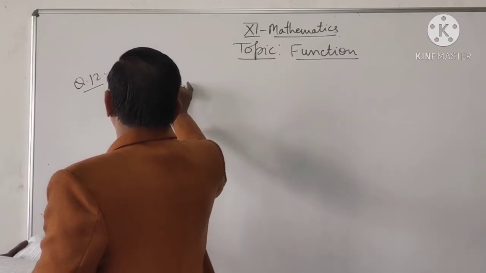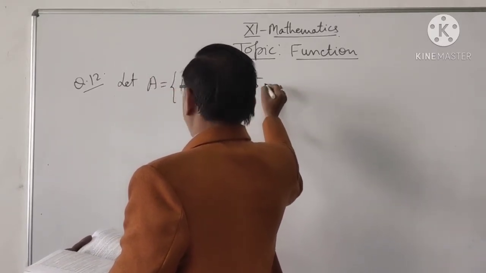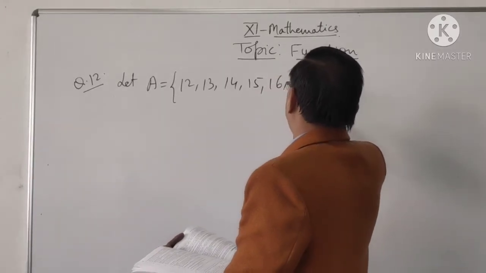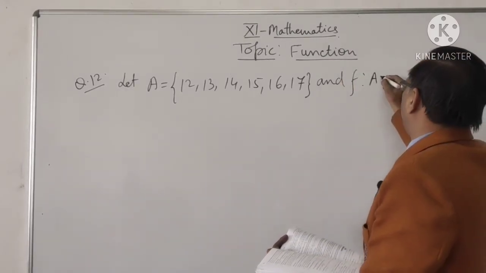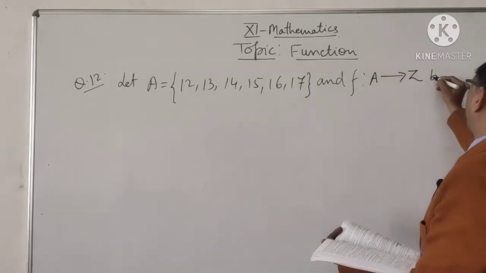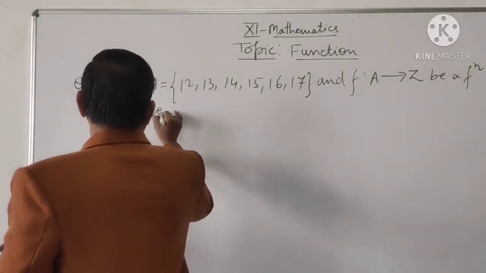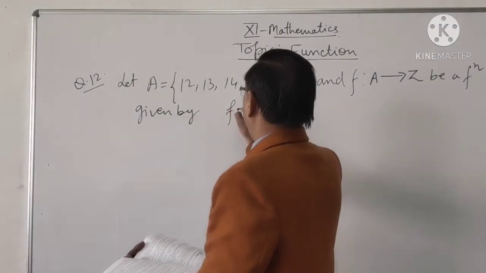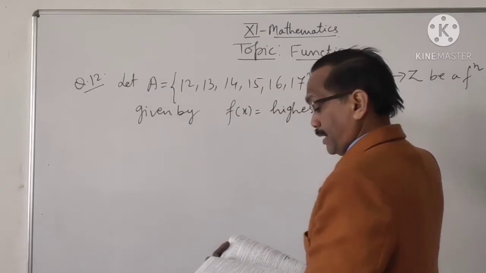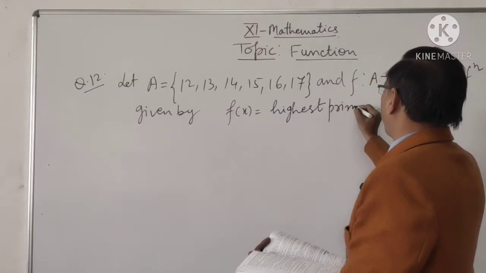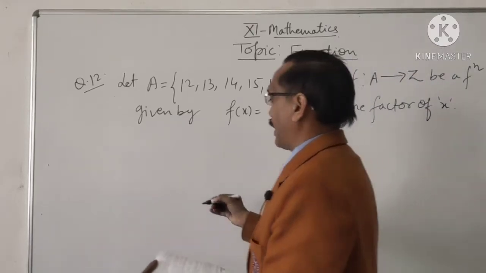Let A equal to the set {12, 13, 14, 15, 16 and 17}, and f: A to Z be a function given by f(x) equal to the highest prime factor of x. Find the range of f.